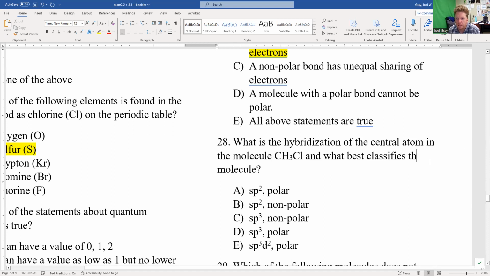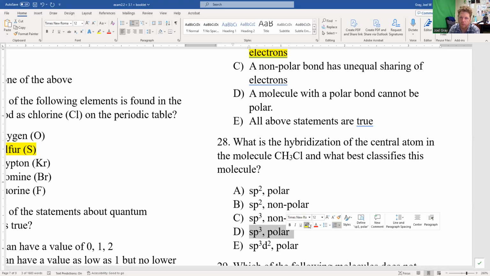Okay, so this is CH3Cl. It's got 3 hydrogens and 1 chlorine around the carbon. So that's a total of 4 things, so we go s, p, p, p. So it's sp3 hybridized. And ultimately, is this a polar or a non-polar molecule? Well, it's not symmetrical. So it's going to be an sp3 hybridized polar molecule.